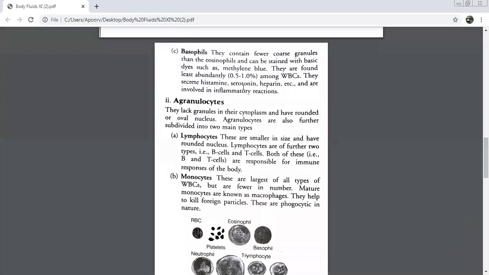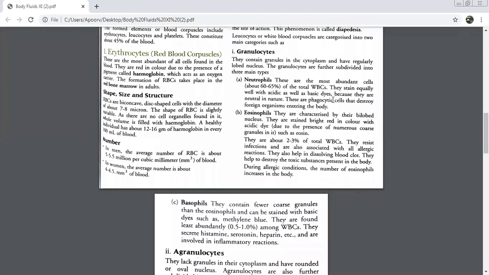They are found least abundant, 0.5 to 1% among WBCs. They secrete histamine, serotonin, heparin, etc., and are involved in inflammatory reactions. When we talk about the dyes, if you see the first one, they stain equally well with acidic as well as basic dyes. Means you can take any one dye, either acidic or basic.